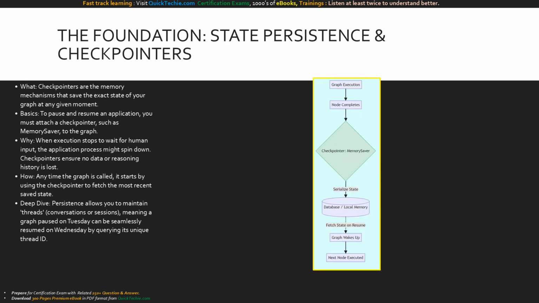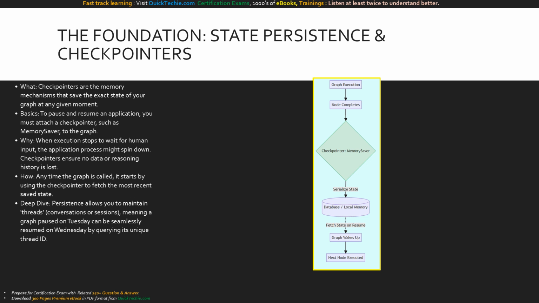To pause an AI graph, you first need a flawless memory system. If you stop the execution to wait for a human manager to approve a task, that manager might take 3 hours to reply. Your server shouldn't stay awake waiting. This is where state persistence comes in. To enable breakpoints, you must attach a checkpointer, like memory saver, to your graph.